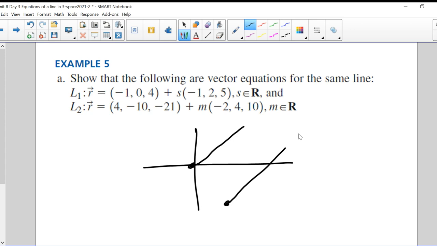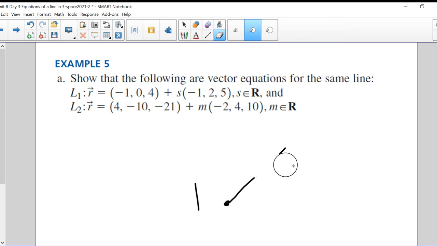That's how we would show that they're the same line. So we're going to try that right now in the 5 minutes that we have left. First thing is, are the direction vectors the same? Is one vector, the minus 1, 2, 5, and the minus 2, 4, 10? Can we say that those 2 direction vectors are really collinear direction vectors?